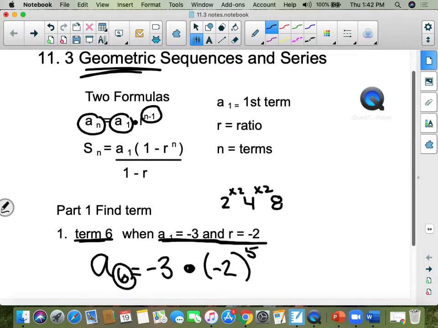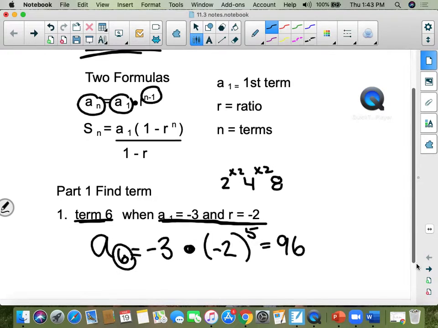So you just plug that all into your calculator, and it'll give you the term. Use parentheses and do a -2 to the 5th, raise it to the 5th, and then multiply it by a -3. And you should get 96, which stands for the 6th term of this geometric sequence.